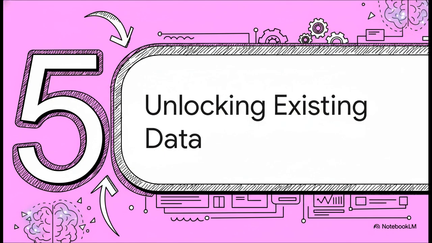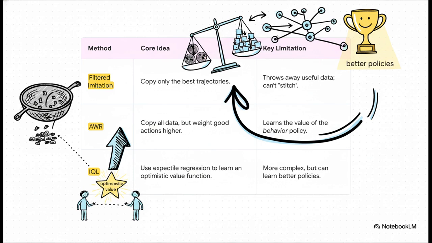Okay, let's bring this all home. We've seen the core problem of learning from the past, this overestimation trap, and we've looked at some incredibly clever ways to get around it. So, let's just quickly recap the journey here. We started with the simplest idea, filtered imitation, just copy the best stuff. But the problem is it throws away tons of useful data and it can't stitch. Then we moved to AWR, which cleverly copies all the data but just weights the good actions higher. This lets it stitch, but it's still kind of stuck thinking about the value of the original messy policy. And finally, we have IQL, which uses that awesome optimistic expectile regression to learn a much better value function directly, allowing it to find even better policies.